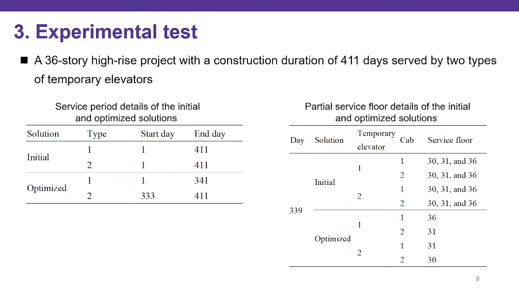The right table lists the partial details of the initial and the optimized solutions for the service floor of temporary elevators. For example, on day 339, all cages of temporary elevators 1 and 2 serve all the floors in the initial solution, while in the optimized solution, cages 1 and 2 of temporary elevator 1 serve floors 36 and 31 respectively, and cages 1 and 2 of temporary elevator 2 serve floors 31 and 13 respectively.